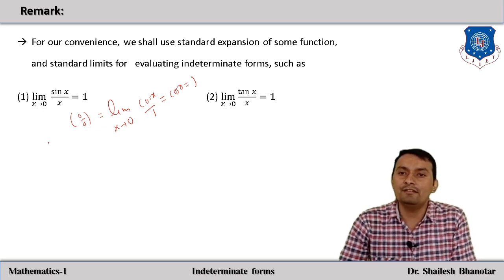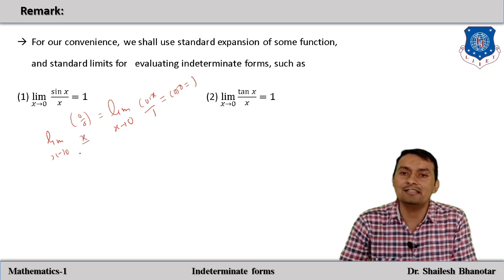We will use this whenever we have this form. Similarly, if we write limit x tends to 0 of x divided by sin x, again the answer will be 1.